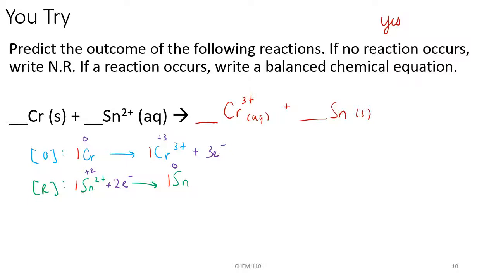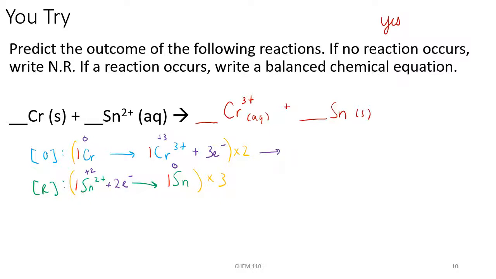Our next step is to make our electrons gained equal our electrons lost. So we're going to need to multiply our top reaction through by 2 and our bottom reaction through by 3. In that case, it'll give us 6 electrons for both of our half reactions, and they'll cancel when we add them together.